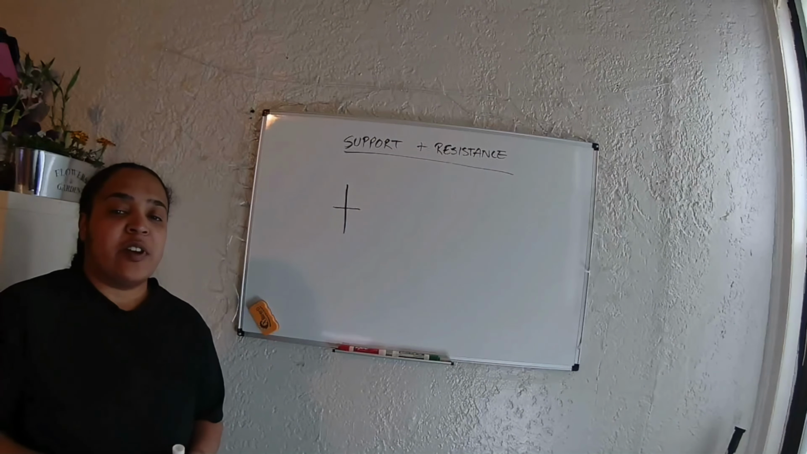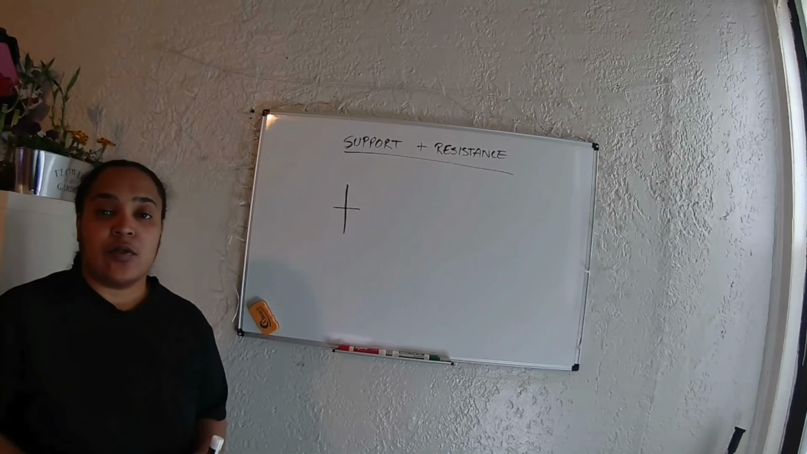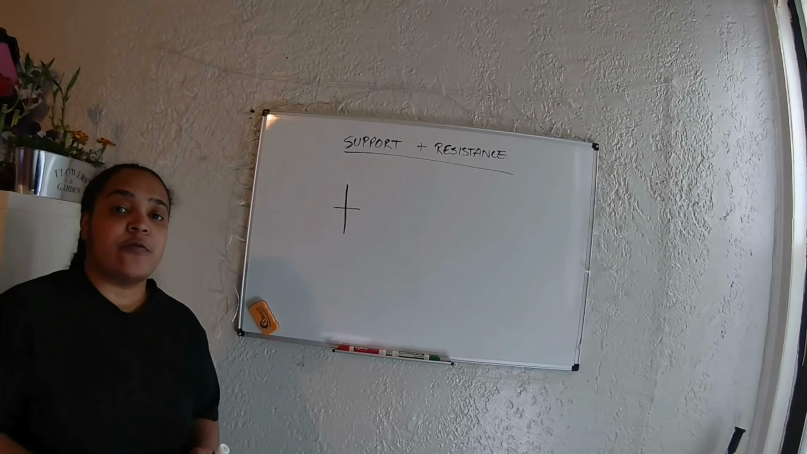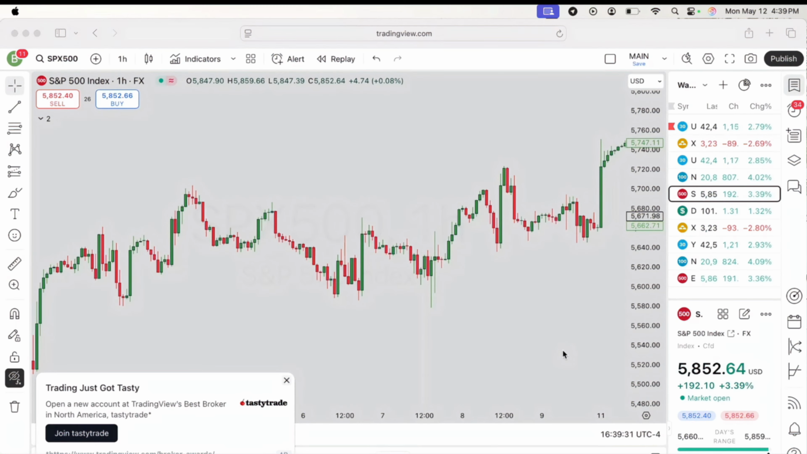Dojis are powerful when they appear in the market at a key support or resistance area or after a long trend. They can signal a potential reversal or a pause before a continuation. Context is everything. Okay, theory is great, but let's see this in action on a real chart. We're looking at SPX 500 on the 1 hour time frame.